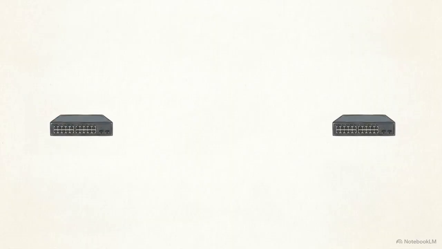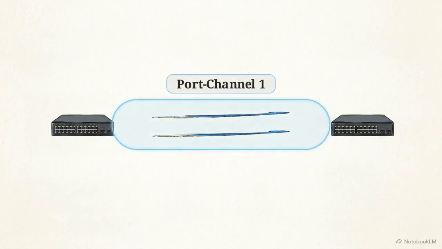Using LACP, we envelop the cables in an EtherChannel. This logical illusion tricks spanning tree into seeing multiple physical lines as one unified link. We gain combined raw bandwidth. Plus, if a wire snaps, data seamlessly shifts to the remaining line, keeping the connection up.